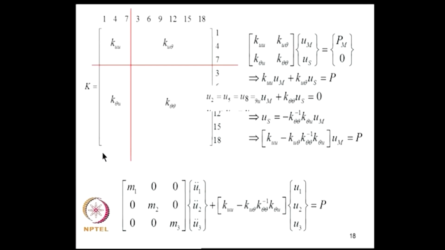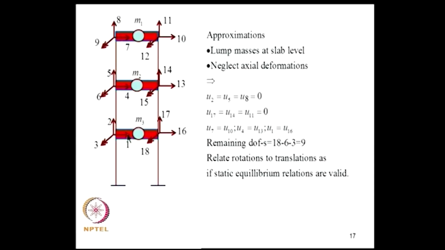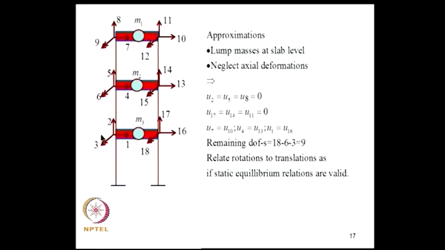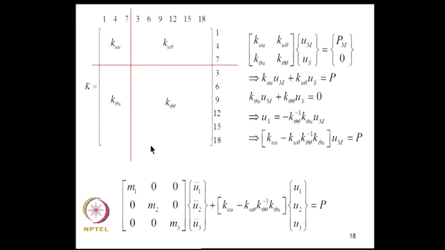If I do that, now 1, 4, 7 are the degrees of freedom, the so called master degrees of freedom which I wish to retain, and 3, 6, 9, 12, 15, 18, which are joint rotations, I want to eliminate; they are slaves. So, I partition like this. So, K_uu is now 3 by 3, this is 3 by 6, this is 6 by 3 and this is 6 by 6. Now, I will write the equilibrium equation for the frame under static conditions, and I get this equation.